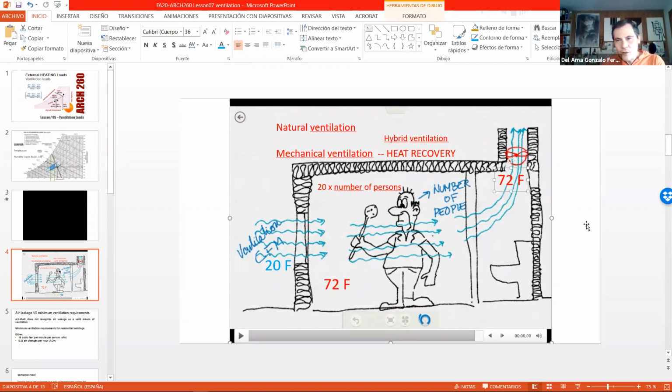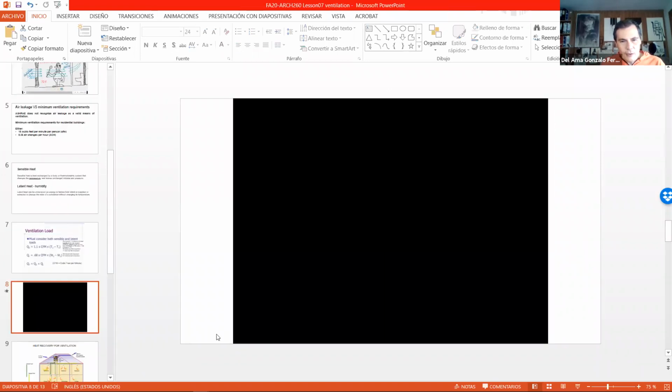A heat recovery is a device that can extract part of the energy from that air so that when we are introducing this fresh air, it's not at 20 Fahrenheit. It will be something in the middle between 20 and 72. So we don't have to heat up air from 20 to 72. We have to heat up air from 50 to 72. So we save energy here. If we use mechanical ventilation, it's recommended that we use a heat recovery device. And this is what we are going to see now in that video.